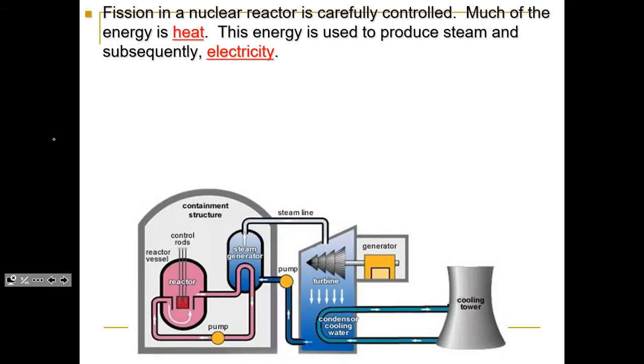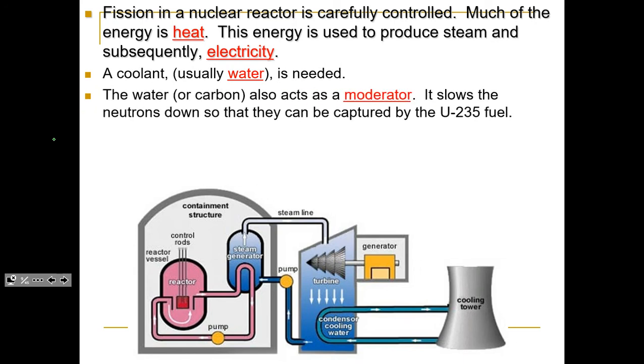So nuclear reactors, we can kind of get a good idea here with this diagram below. They're carefully controlled. Much of the energy is heat, and we use that heat to heat up water in order to power a turbine, which generates electricity. So a coolant is needed, and we usually use water. The water or carbon also acts as a moderator. It slows the neutrons down so they can be captured. A lot of times we call these types of control rods.